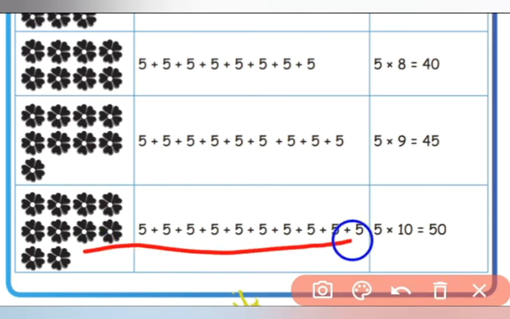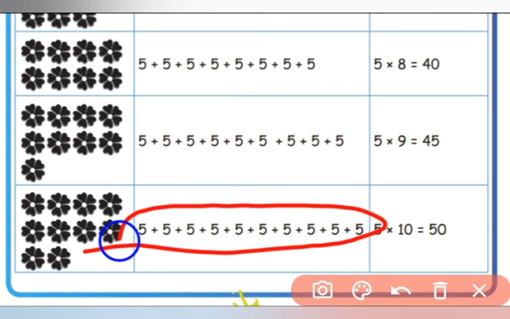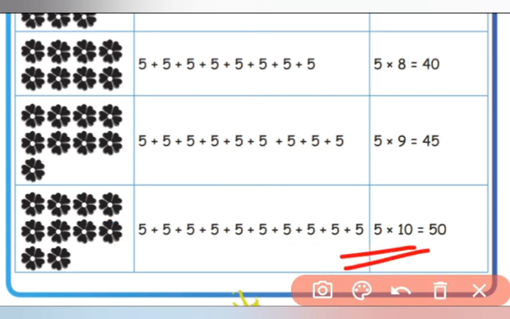Next, 10 times 5. Number of petals is 5, 10 flowers, the total number of petals is 50. The multiplication fact is 5 into 10 is equal to 50.